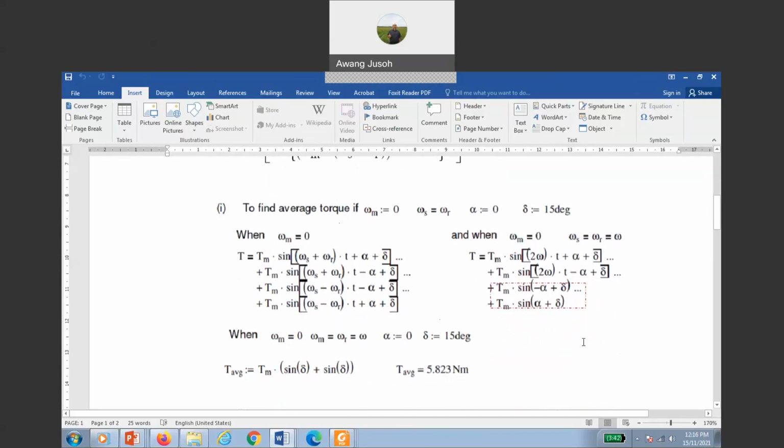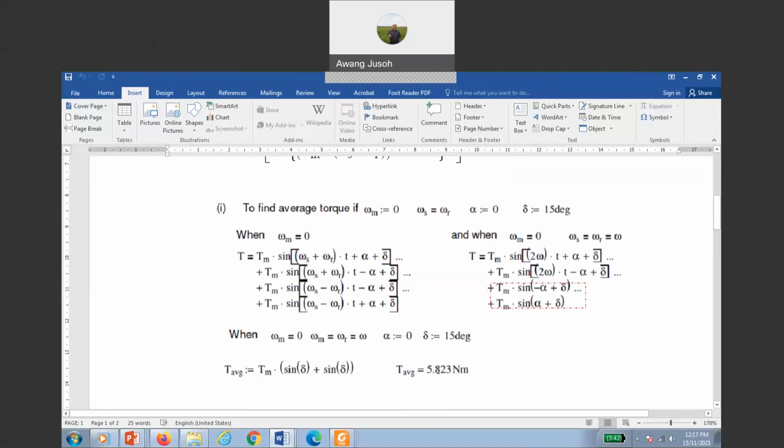Equal to Tmax sine delta plus Cmax delta, because alpha equal to 0. So the average torque will be Tmax sine delta plus Cmax sine delta, equal to 5.823 Newton meter. Okay, that means we have lock.